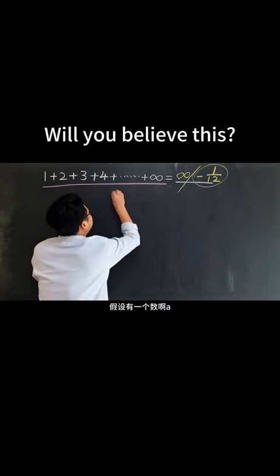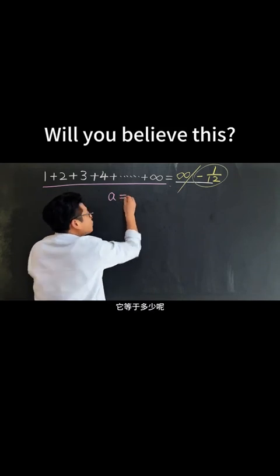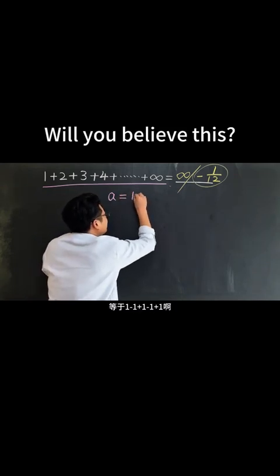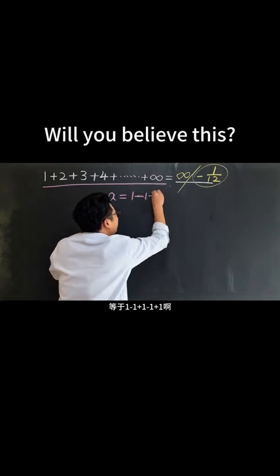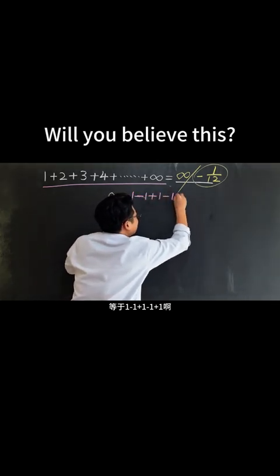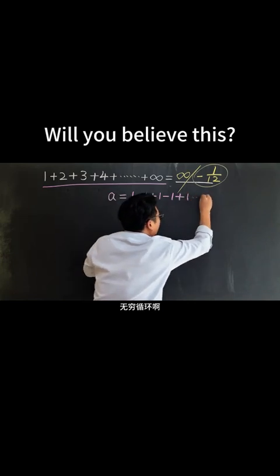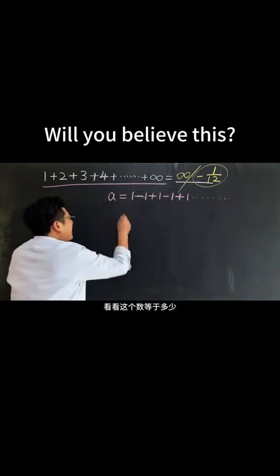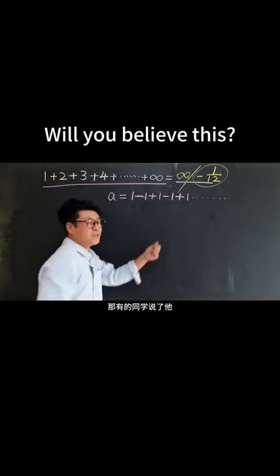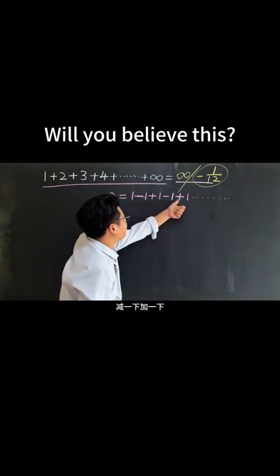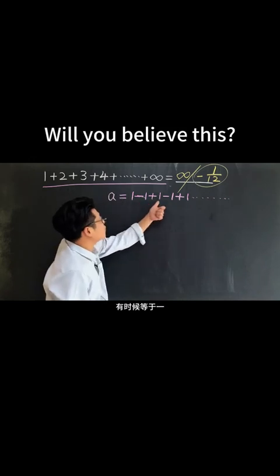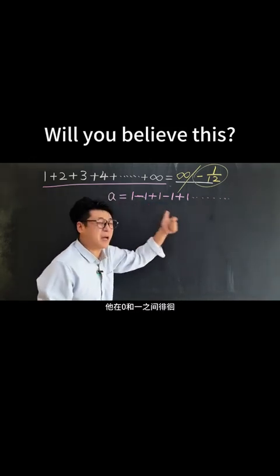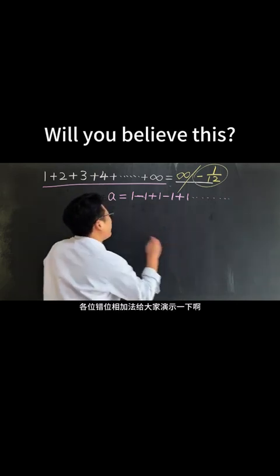Suppose there is a number, let's call it A. What is it equal to? It's equal to 1 minus 1 plus 1 minus 1 plus 1, and so on, repeating endlessly, an infinite loop. Let's see what this number equals. Some students might say, it subtracts, then adds, then subtracts, then adds. Sometimes it's 0, sometimes it's 1. It keeps oscillating between 0 and 1. Who knows what it's actually equal to?